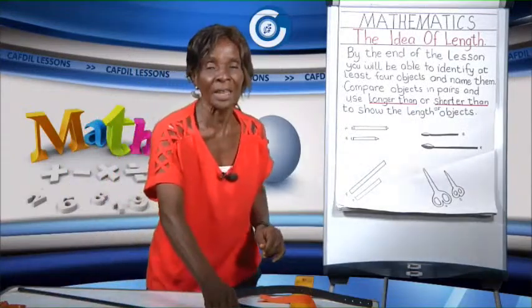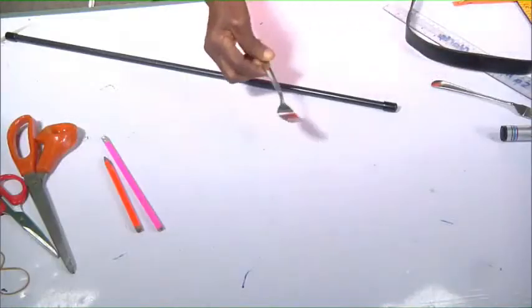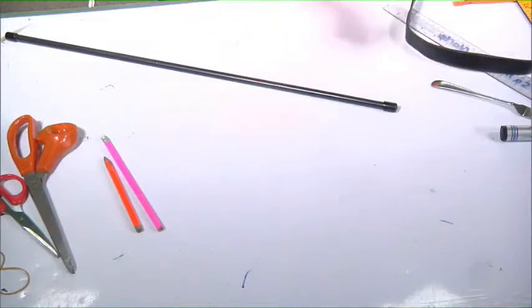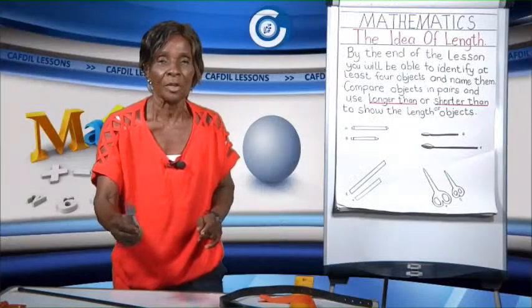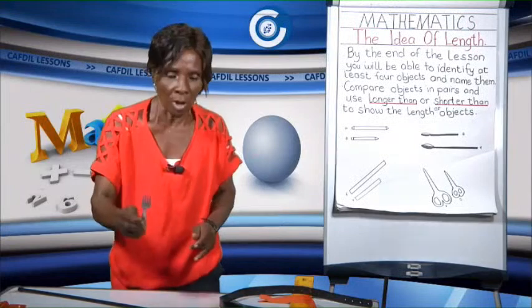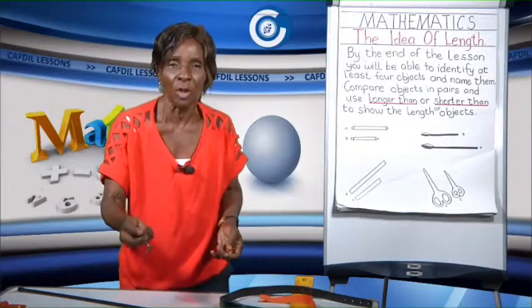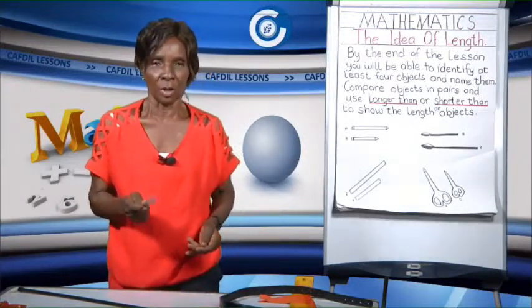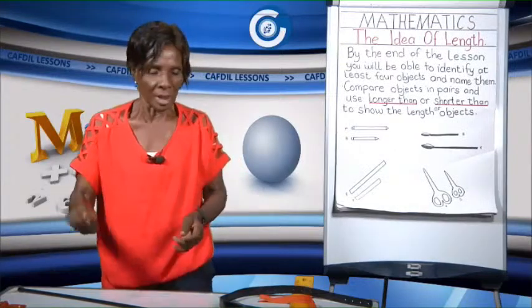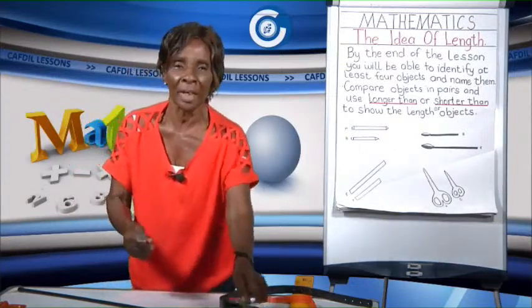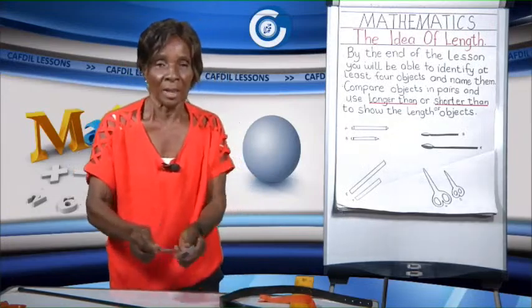Now let's take another one. Do you have this on your table? Yes. What's the name of this? Fork. What do we use this for? To eat. Good. We use the fork to eat. Now let's compare these two.